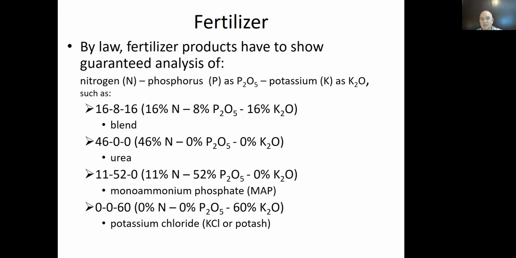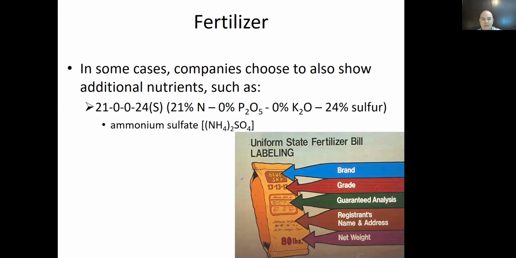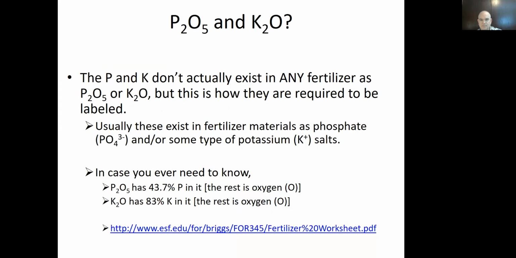Potassium chloride is the most common potassium source sold in the world. 60% K2O. In some cases, the companies are going to show the other nutrients. Probably the most common one would be ammonium sulfate, which has 21 and then 24, which is 21% nitrogen, 24% sulfur. Even though they're not required to do that, they typically will want to, so you'll know what else you're getting in your fertilizer.